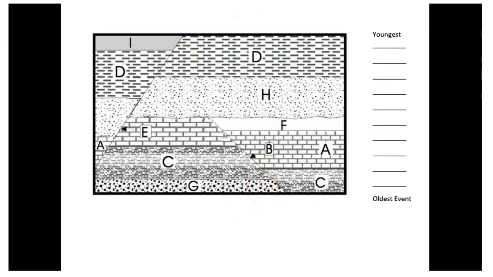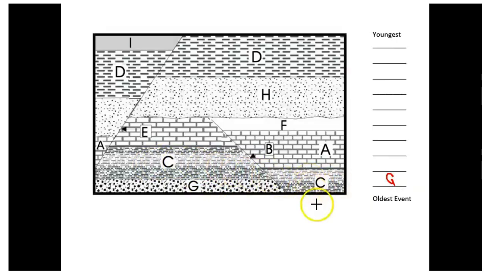So again, our story here starts at the very bottom of the cross-section. That is where our oldest rock has been deposited. And in this instance, our oldest rock is rock G. G is at the very bottom of the cross-section, even below rock unit C, right?